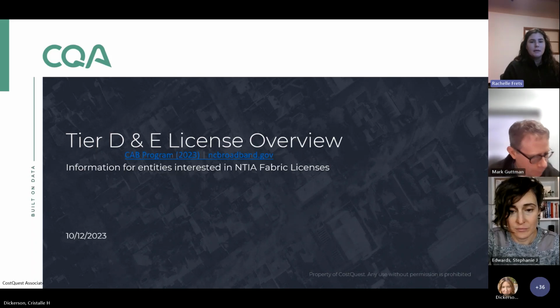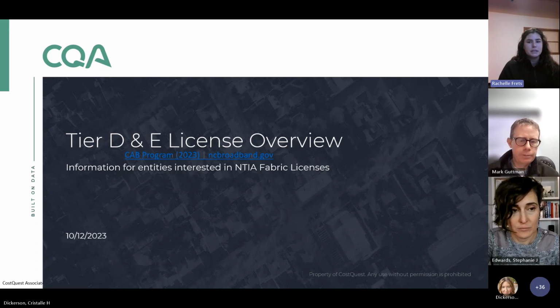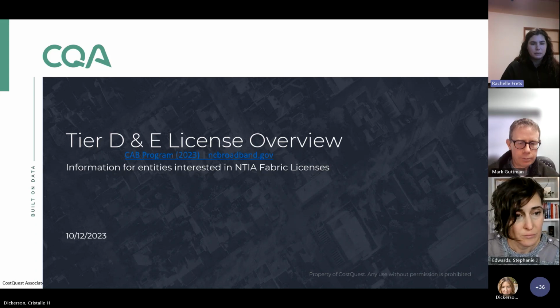So like Mark said, I'll be walking us through the licensing process for the NTIA license for Tier D and E. These licenses are for participating in the challenge process through a bulk file-based challenge, or if you're seeking an award from a federal broadband granting agency, you will need either of these fabric licenses through NTIA.